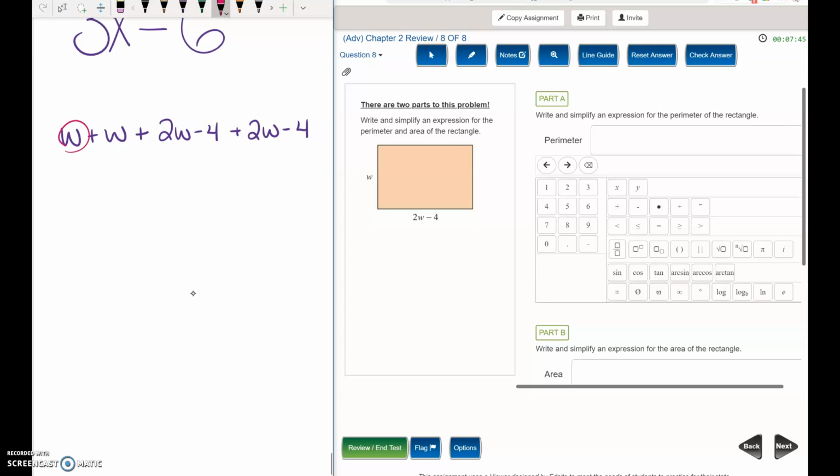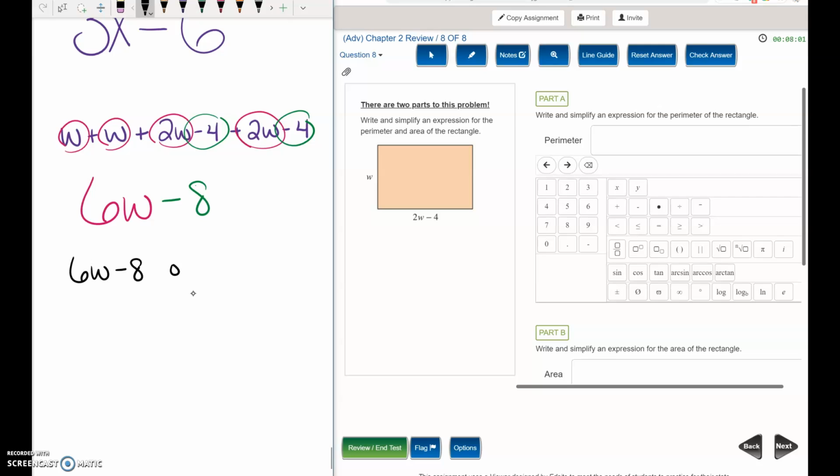So we've got W, W, 2W, 2W, 2, 4, 5, 6. That's 6 W's. We've got -4 and -4. That would be -8. The two answers that it will accept are 6W minus 8 or -8 plus 6W. Those are the only answers that it will accept in this perimeter spot. So 6W minus 8.